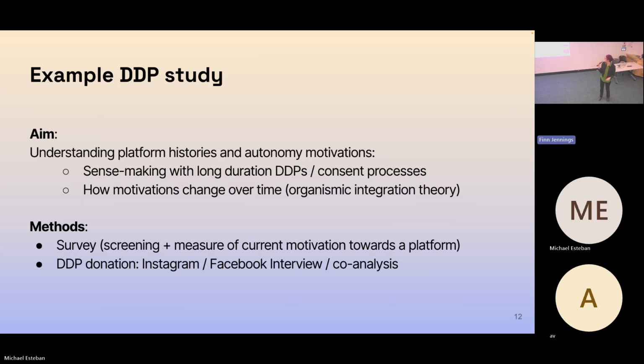What I'm interested in is how people make sense of long duration DDP data. This is primarily because of that question we had yesterday around consent. How can people be adequately informed, particularly when they're looking at very long durations of time? The other thing I'm interested in is choice, how autonomy develops over time. I'm using one theory called organismic integration theory, a sub-theory of self-determination theory.